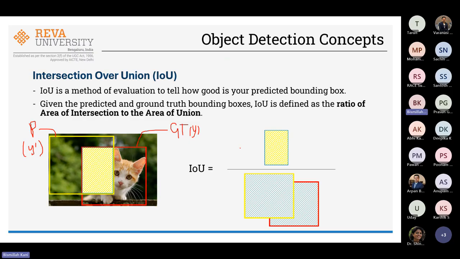So this helps to determine whether a prediction of the model can be classified as a true positive, false positive, or false negative. Only if we know the true positives, false positives, and false negatives can you get a model accuracy.